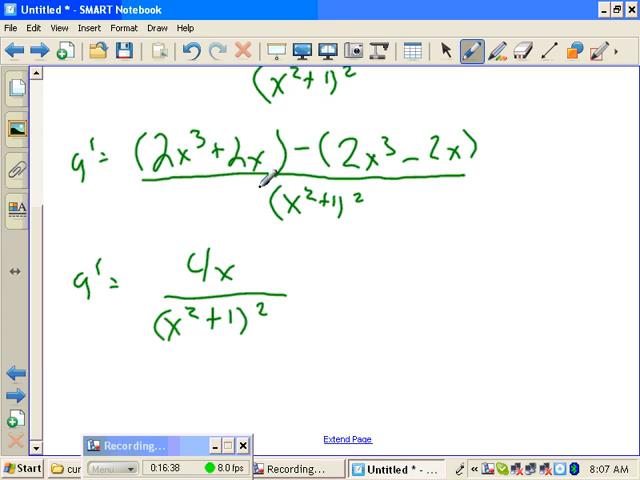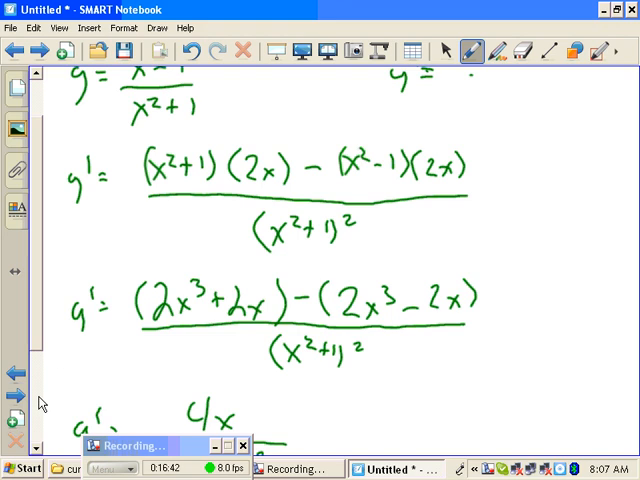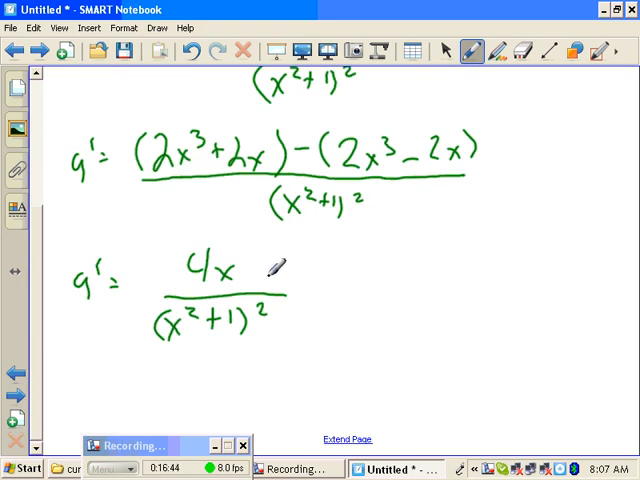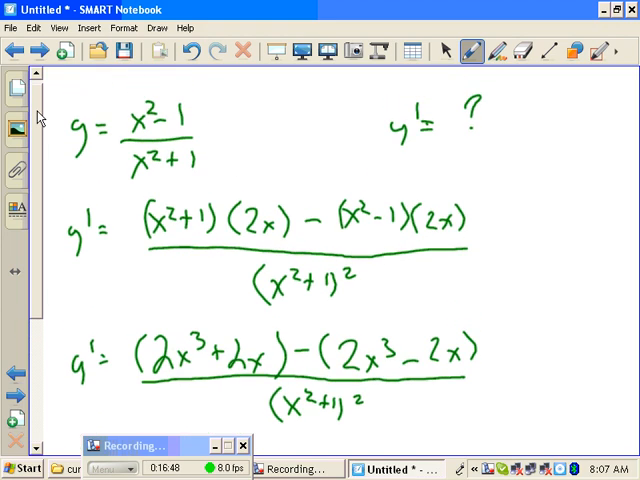That's the answer. Well, that's an answer too. You could have left it like that, but this is just a lot easier to use. I wouldn't simplify more than that. Nah, leave it at that. But is that the only way you could have taken the derivative of this?